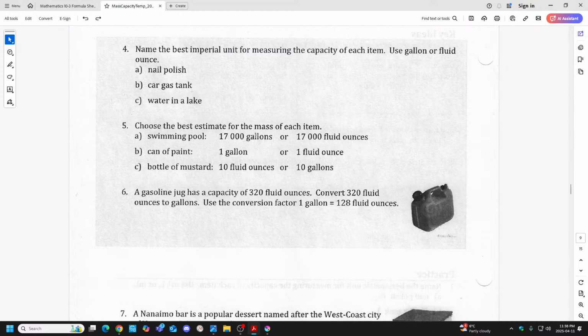Choose the best estimate for each item. 17,000 gallons or 17,000 fluid ounces? It makes sense, gallons, right? Can of paint, 1 gallon or 1 fluid ounce? That's definitely a gallon. Bottle of mustard, 10 fluid ounces or 10 gallons? Again, same kind of thing. You don't want 10 gallons of mustard. We don't go shopping at the store and say, can I have 10 gallons of mustard?